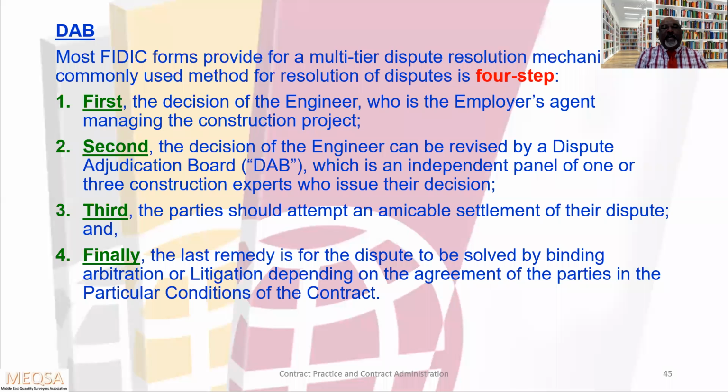Most FIDIC forms provide for a multi-tier dispute resolution mechanism, and a commonly used method for resolution of disputes is 4 steps. The first one, the decision of the engineer, who is the employer's agent managing the construction project. Second, the decision of the engineer can be revised by a dispute adjudication board, which is an independent panel of 1 or 3 construction experts who issue their decision.